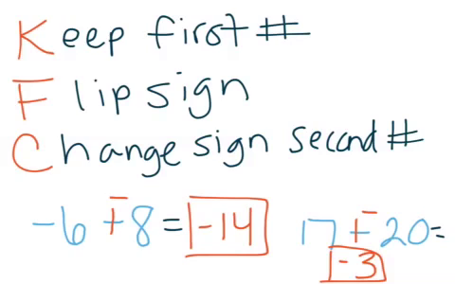Using the KFC, I changed negative 6 minus 8 to negative 6 plus a negative 8, getting negative 14. The second problem, we had 17 minus 20, but we kept the first number, flip the sign to adding, change the sign of the second number to negative, and we follow our addition rules and get a negative 3.